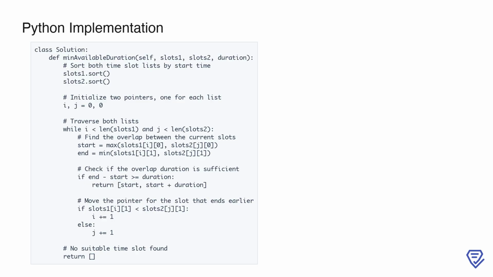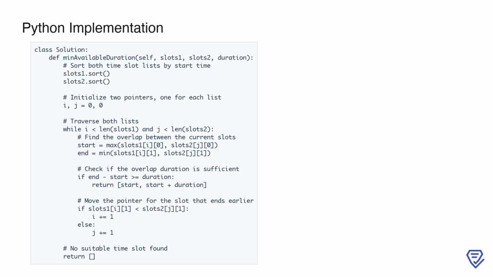3. Finding overlaps: the while loop continues as long as there are unprocessed slots in both lists. For each pair of slots, the potential overlap is calculated by taking the maximum of the start times, start, and the minimum of the end times, end. 4. Checking duration: if the overlap, end minus start, is greater than or equal to the required duration, the function returns the earliest time interval, start to start plus duration. 5. Pointer movement: if the current slot in slots 1 ends earlier, the pointer i is moved forward, otherwise, the pointer j is advanced.